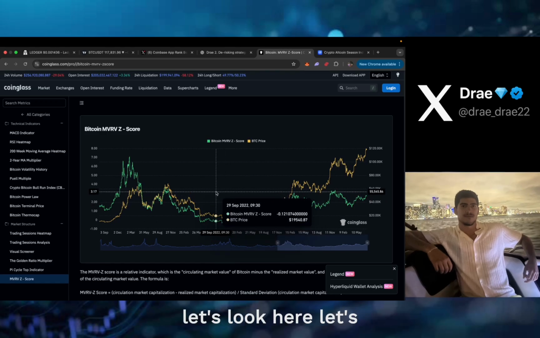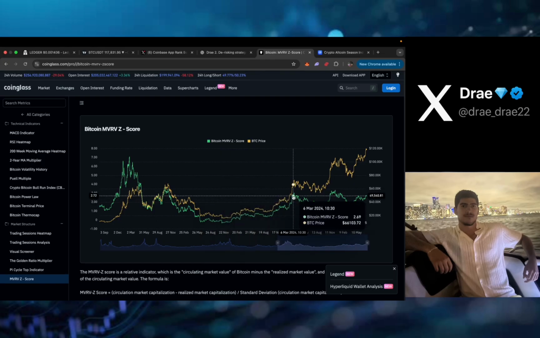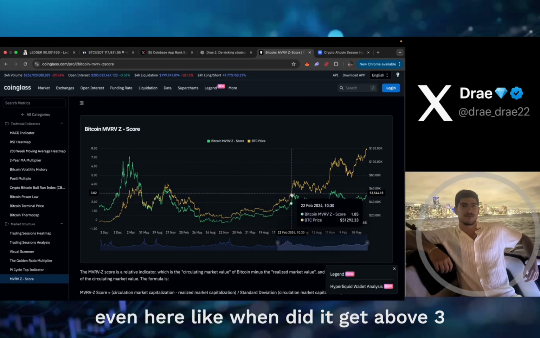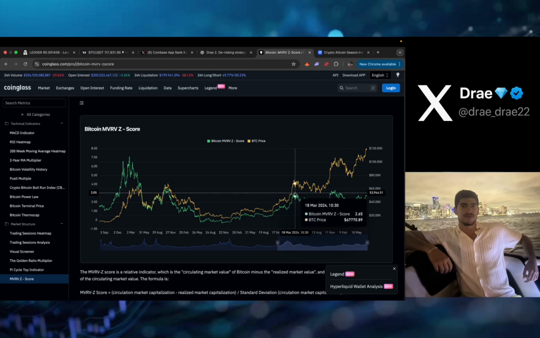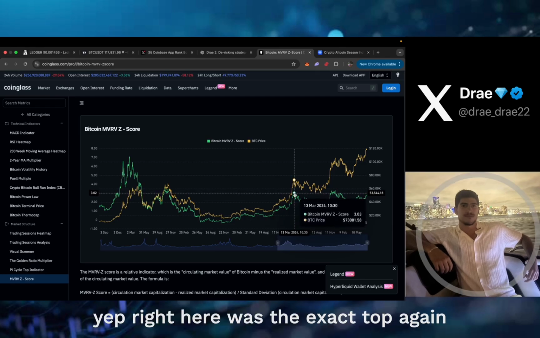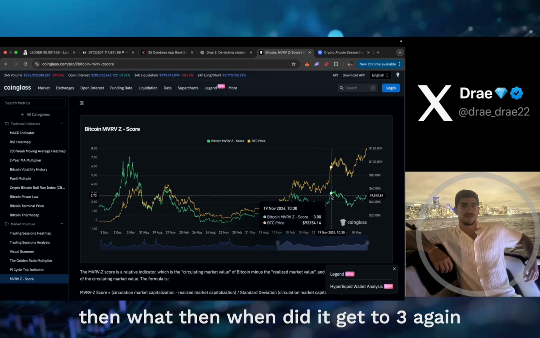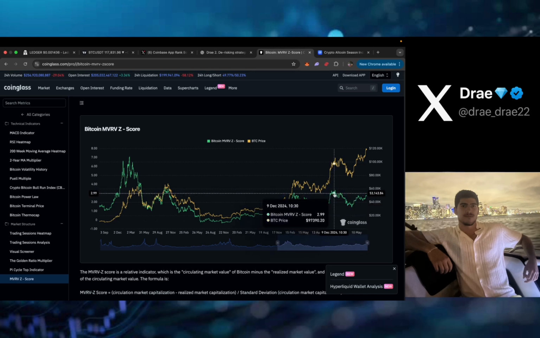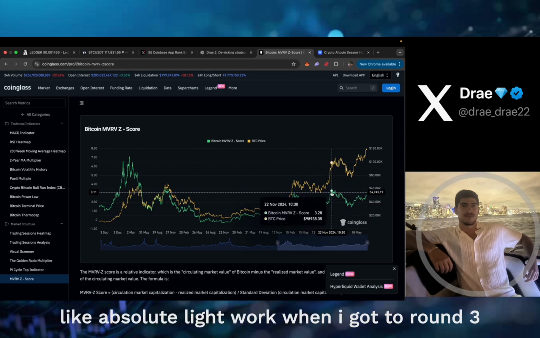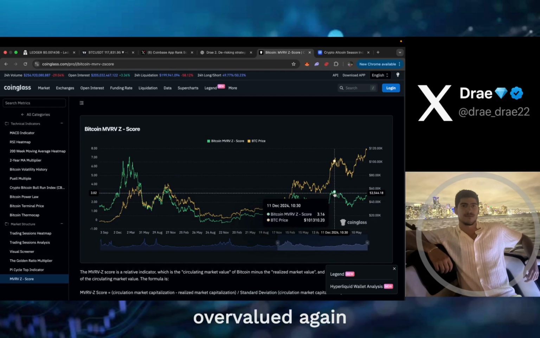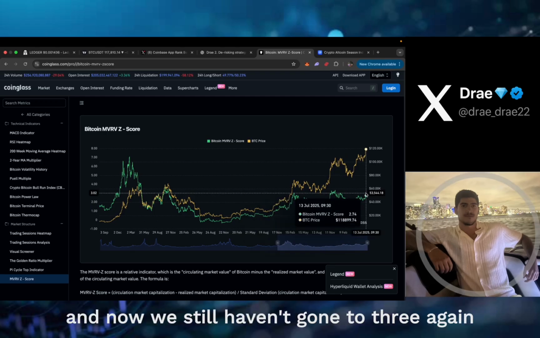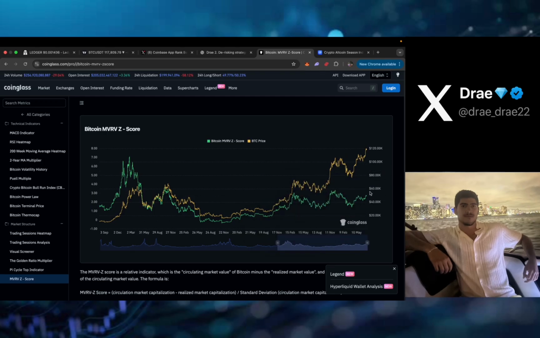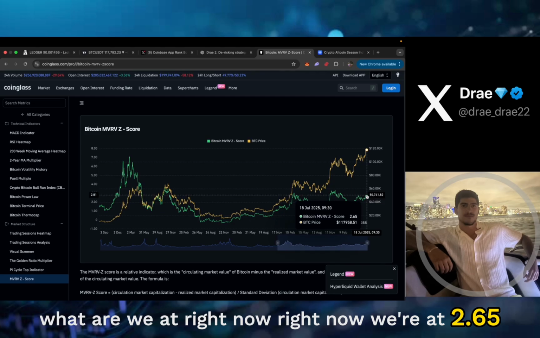Like, let's look here. Even here, when did it get above 3? Yeah, like even here, bro. When it got above 3, yep, right here was the exact top again. Then when did it get to 3 again? Like absolute light work. When it got to around 3, overvalued again. And now we still haven't gone into 3 again. Right now we're at 2.65.